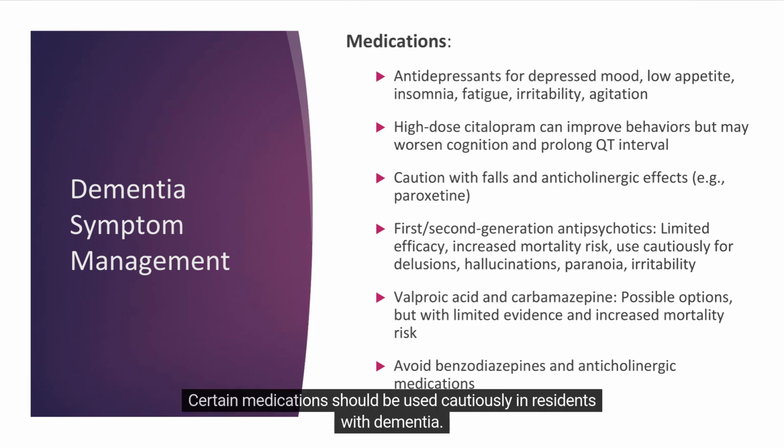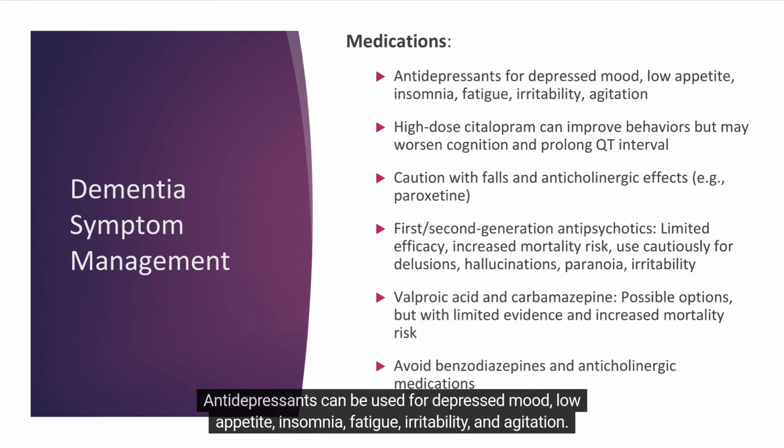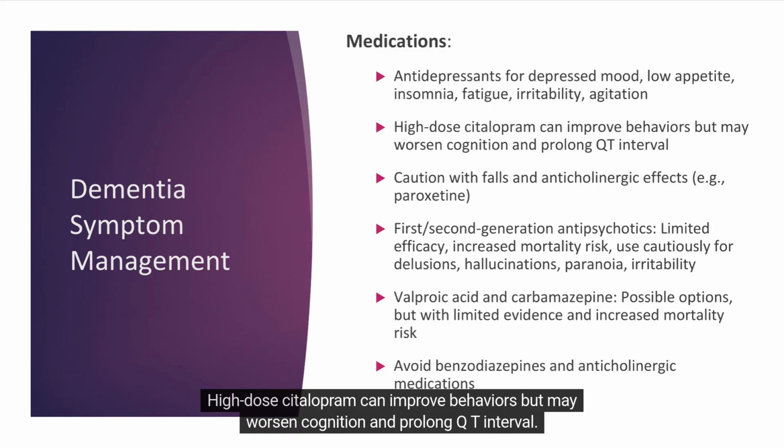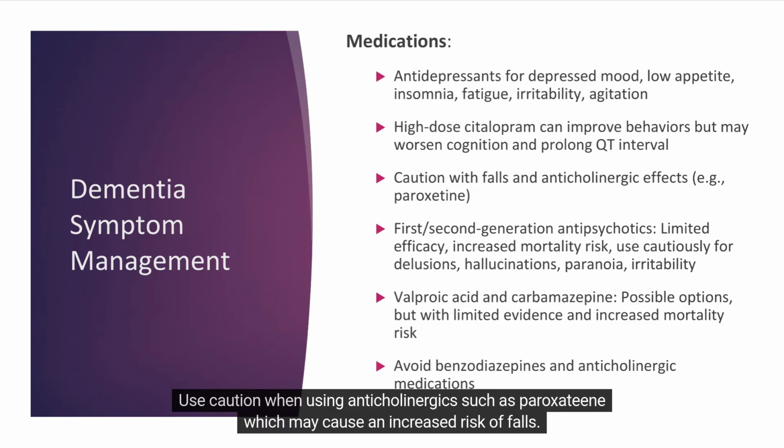Certain medications should be used cautiously in residents with dementia. Antidepressants can be used for depressed mood, low appetite, insomnia, fatigue, irritability, and agitation. High-dose citalopram can improve behaviors but may worsen cognition and prolong QT interval. Use caution when using anticholinergics such as paroxetine, which may cause an increased risk of falls.